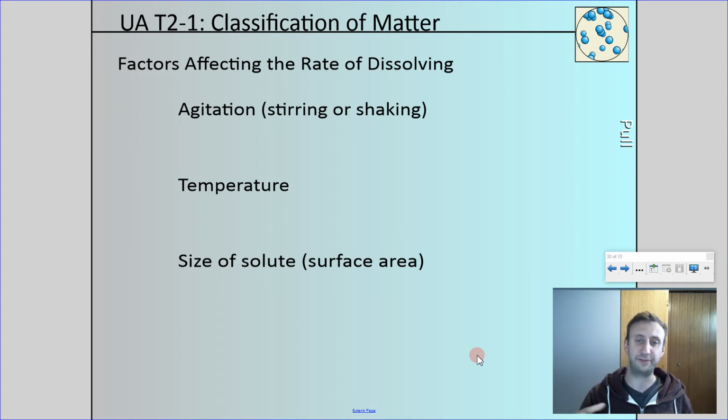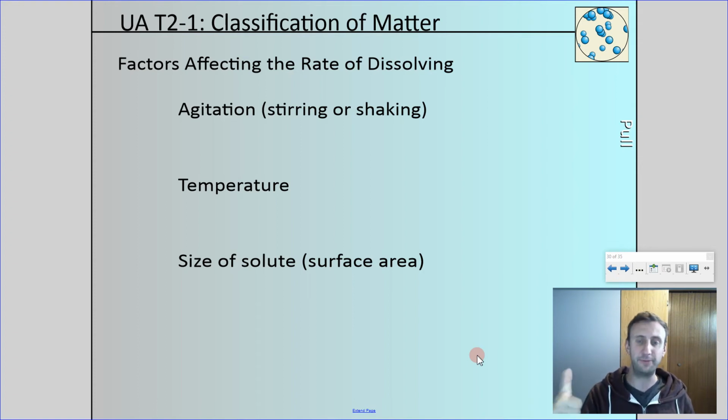All right, so what actually affects the rate of dissolving? In other words, how fast something dissolves. So you put some sugar in water and you want it to dissolve fast. How do you make that happen? Another way of thinking about this is, let's say you're making iced tea. You want to make some delicious iced tea and you want to dissolve it as quickly as possible so you can enjoy your delicious sweet beverage.